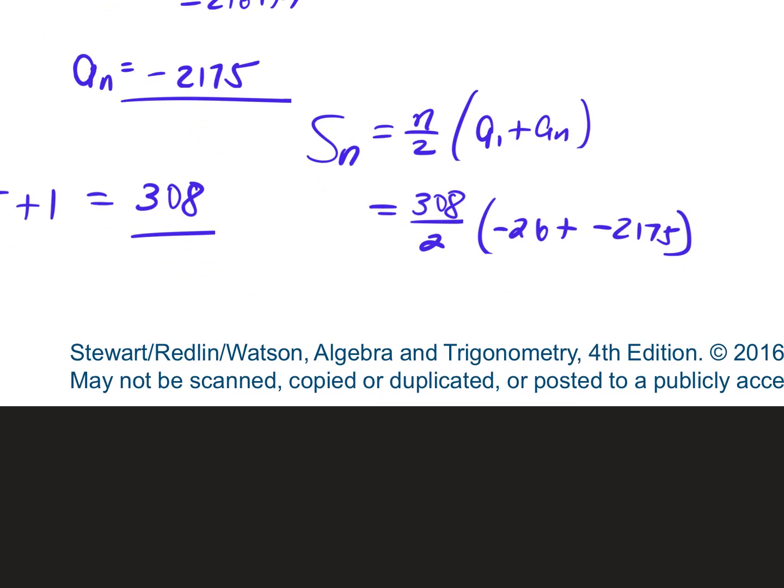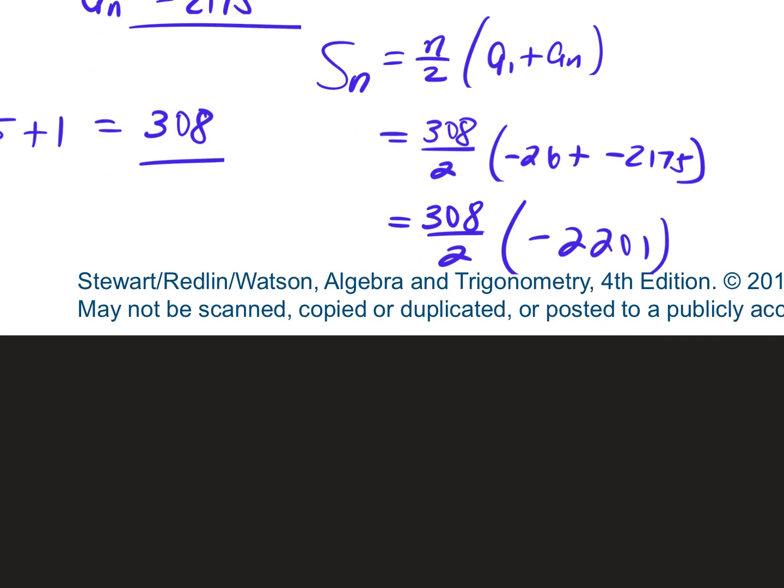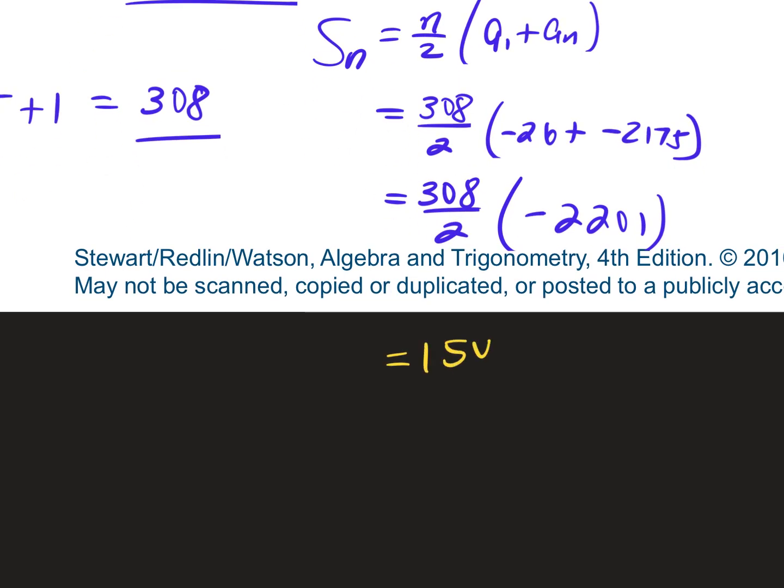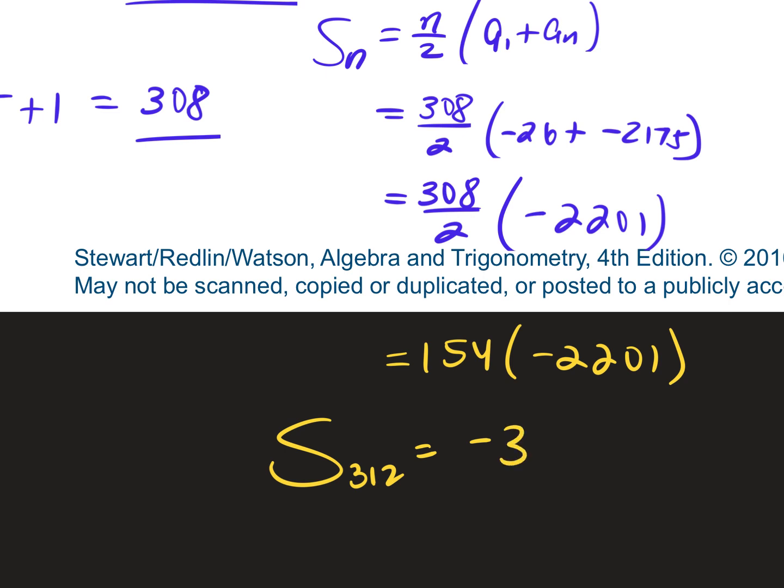All right, what do we do first? Do you distribute 308 over 2 or do you simplify inside? Simplify inside. What is negative 26 plus negative 2175? Negative 2201. Okay, so now let's divide. What's 308 divided by 2? 154. All right. You don't always get a whole number. If you get a decimal, it's fine. So then what's negative 2201 times 154? Negative 338,954.